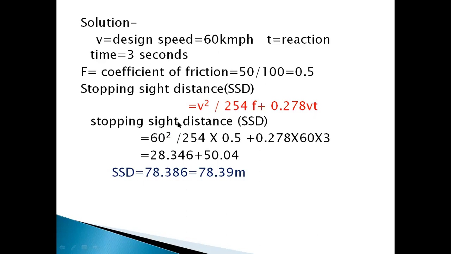V is 60, so 60 square divided by 254 into f, which is 0.5, plus 0.278 into v, which is 60, into reaction time, which is 3. After calculation, the answer for stopping sight distance is 78.386, that is equal to 78.39 meter. That is the stopping sight distance for this vehicle: 78.39 meter. Hope you all get this problem.